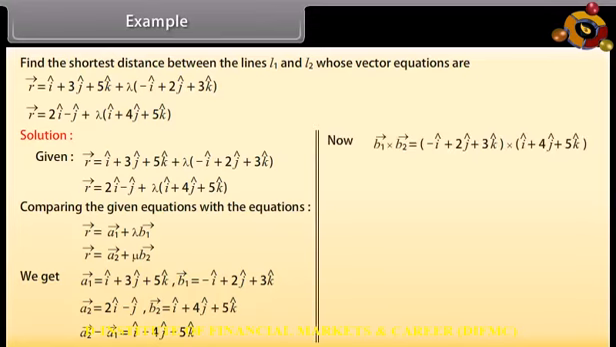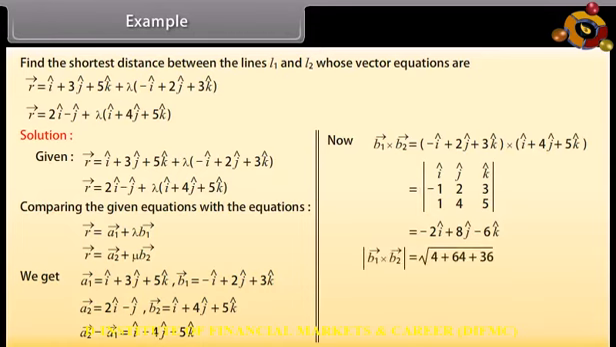Now, the cross product of vector b1 and vector b2 is (minus i cap plus 2 j cap plus 3 k cap) cross (i cap plus 4 j cap plus 5 k cap) equals the determinant, row-wise, first row i cap, j cap, k cap, second row minus 1, 2, 3, third row 1, 4, 5, equals minus 2 i cap plus 8 j cap minus 6 k cap. Modulus of cross product of vector b1 and vector b2 equals the square root of 4 plus 64 plus 36, equals square root of 104.